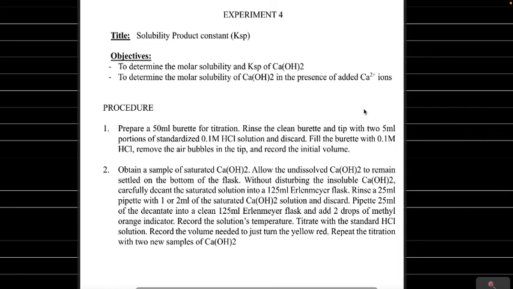In today's class, we want to talk about chemistry practical experiment 4.